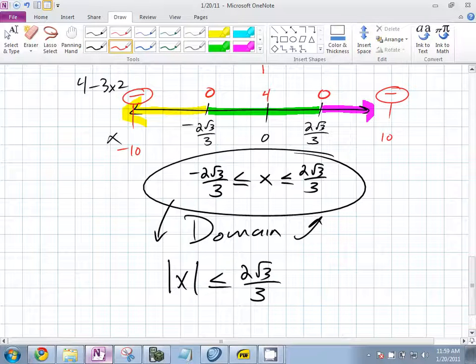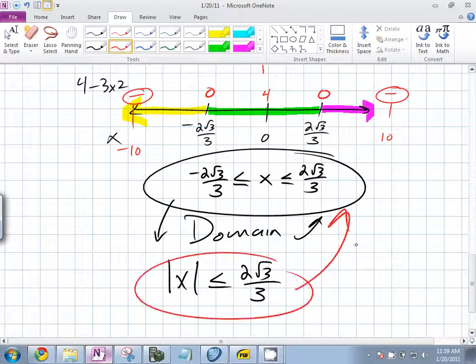Exactly. What does absolute value mean? Distance from 0. So what's the maximum distance from 0 x can be? 2 root 3 over 3. Can you go either direction? Yeah. So this right here is the same as that. Just to give you a preview of kind of an easier way to write it.